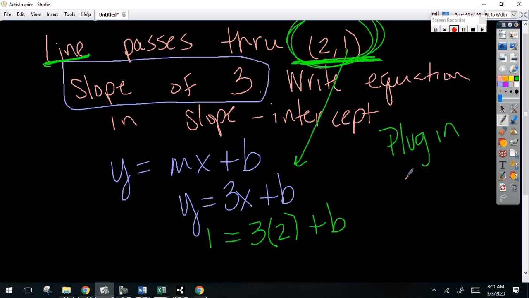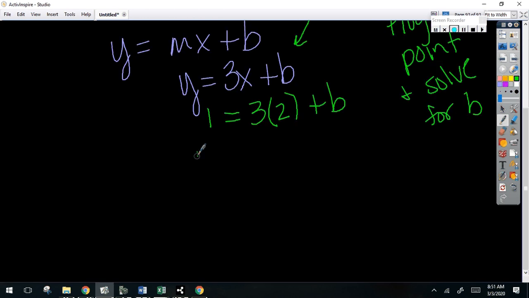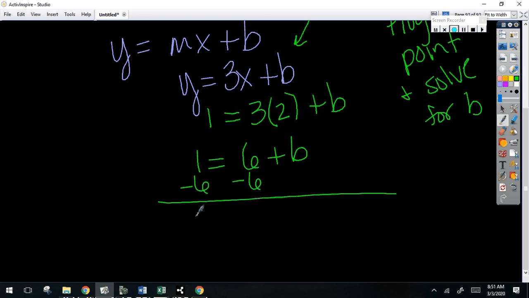Plug in point and solve for b. So if you look at this and I'm trying to solve this for b, I've got 1 equals 6 plus b. What do you think b equals? That's exactly right. -5.